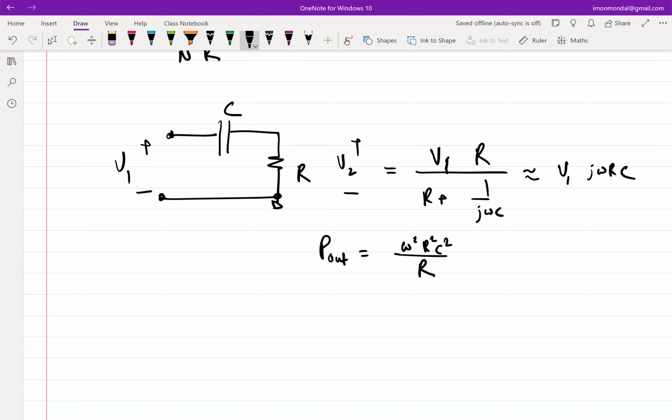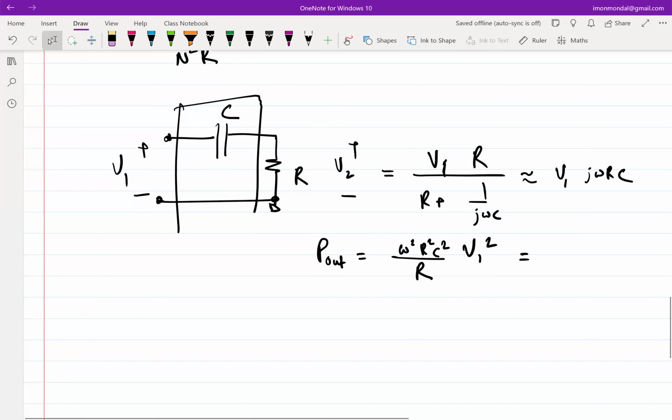So your P in, so if this is the case, your P in, sorry, this times V1 squared, correct? Because if I assume this is my network, this is equal to V1 times I1.